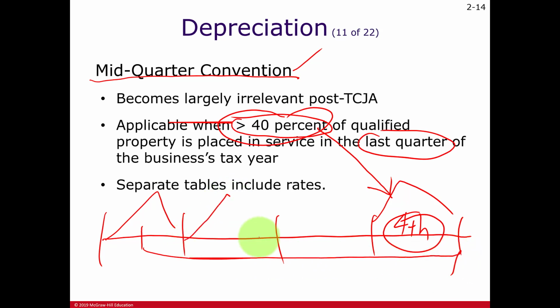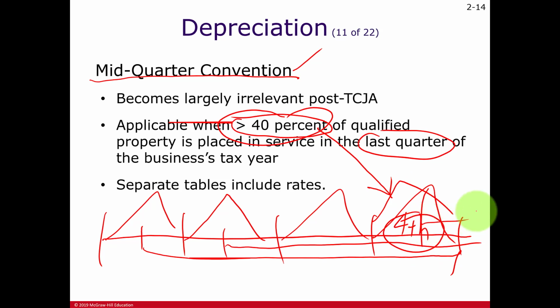And anything you bought for this second quarter, let's see, May 15th, you assume you bought it this date and you depreciate it to the end of the year. Likewise for the third and the fourth quarter, it will be depreciated only for 1.5 months. That's when more than 40% of your personal property was bought in this fourth quarter. Otherwise, the default is assumed to have a half year convention where everything is depreciated in the first year for half a year.